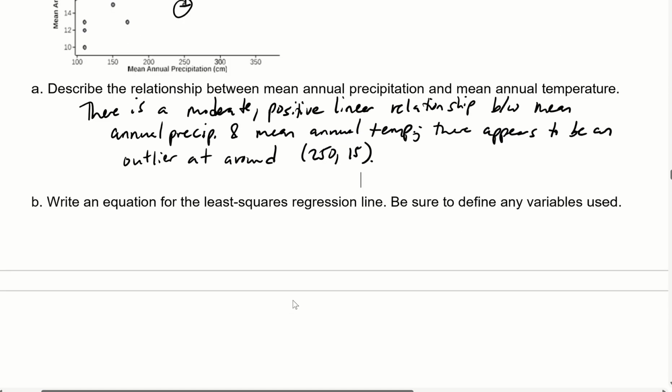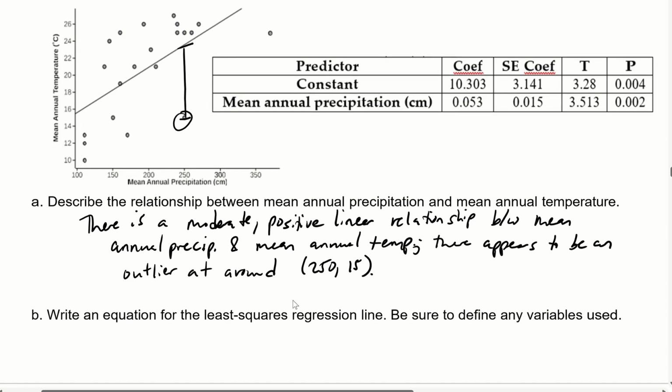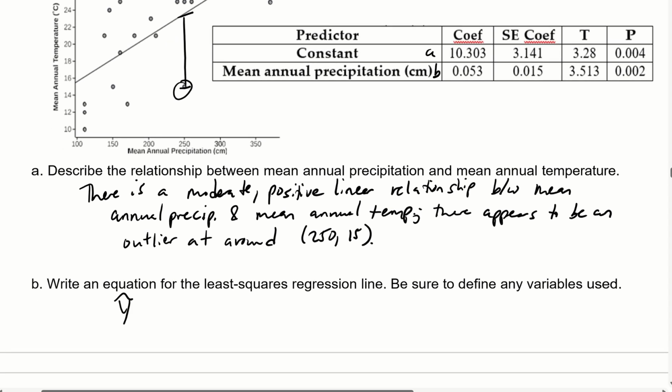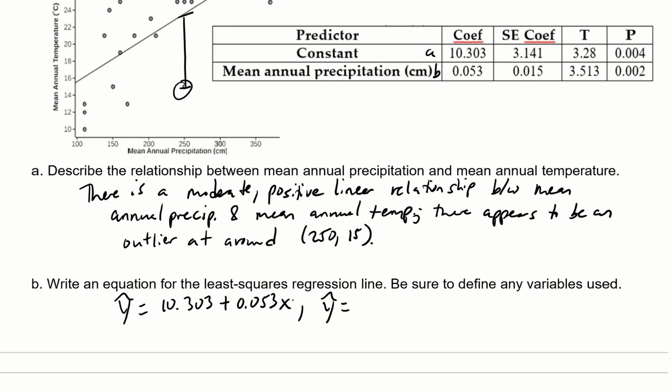Okay, so write an equation for the least squares regression line. So this is my a, this is my b, so that's not bad at all. So y hat equals 10.303 plus 0.053x, where y hat is predicted mean annual temp, and x is mean annual precipitation.